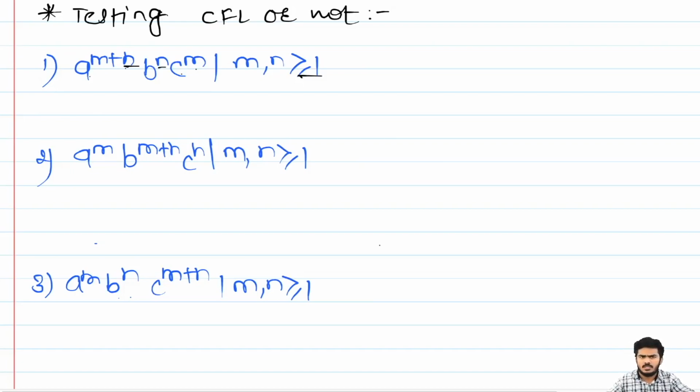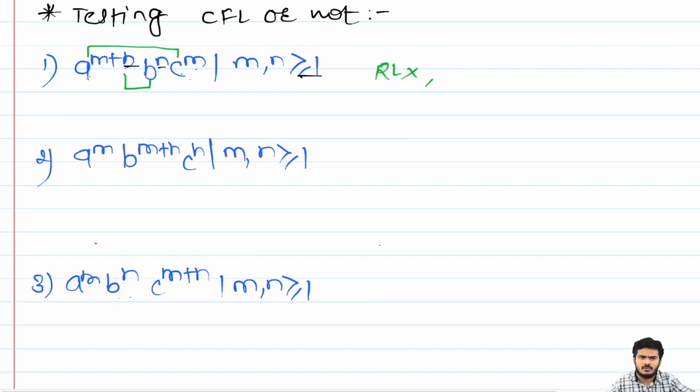We have already seen this language, and we have seen that we are not able to design a finite automata for it. So we can say that this language is not a regular language. Next, here a raised to power m is there, a raised to power n is there, and b raised to power n. So a raised to power n and b raised to power n should be compared, and a raised to power n and c raised to power m we can compare.